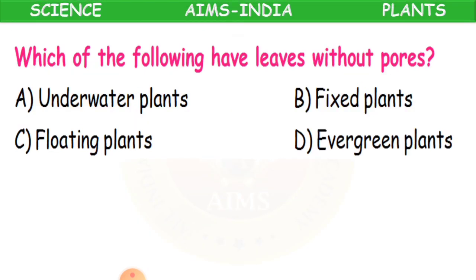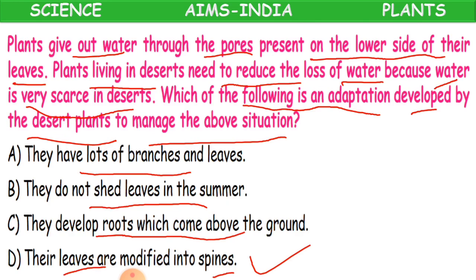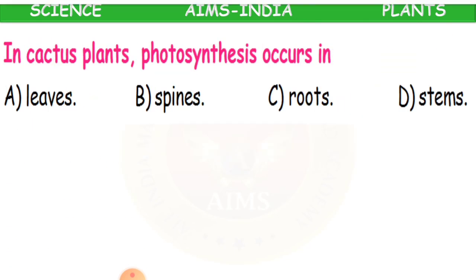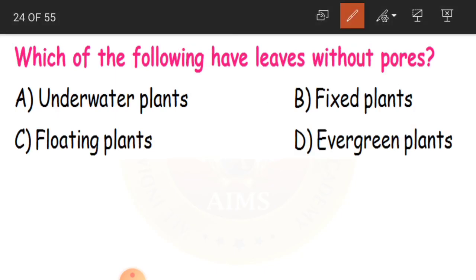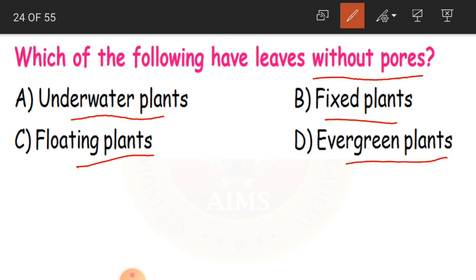Which of the following have leaves without pores? So here you are having 4 options, children. So we have to find out which leaves are without pores. Sorry, just a minute. A option is underwater plants. B is fixed plants. C is floating plants. And D is evergreen plants. So what will be the answer?